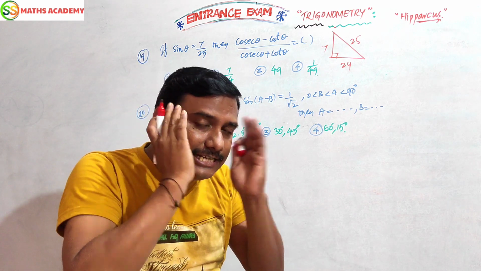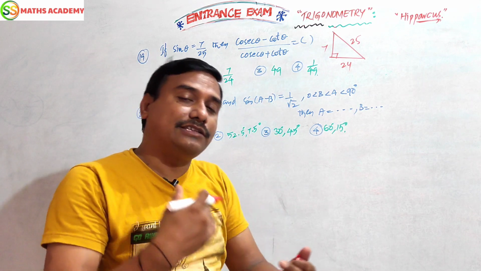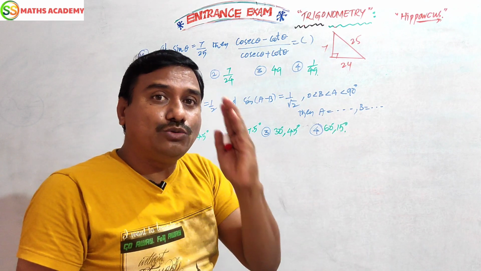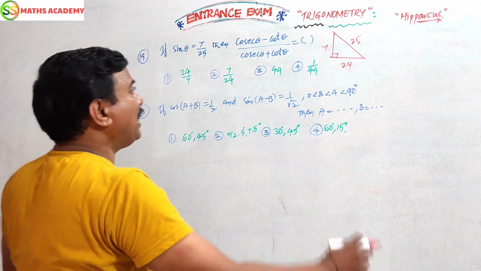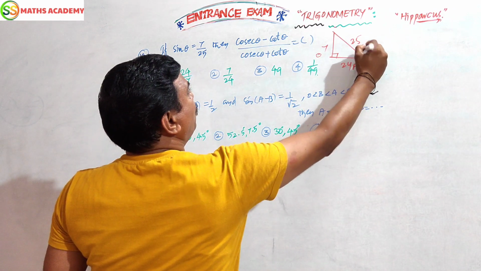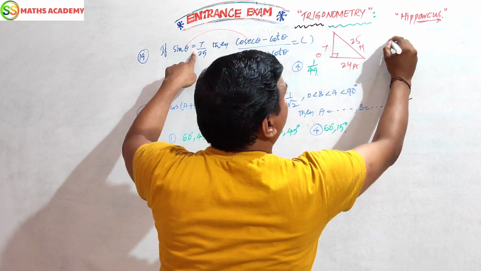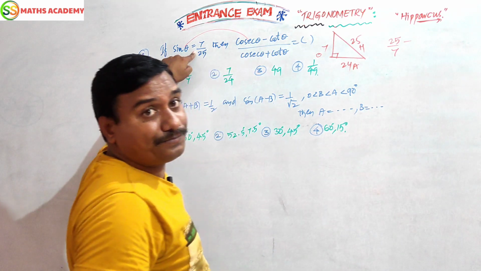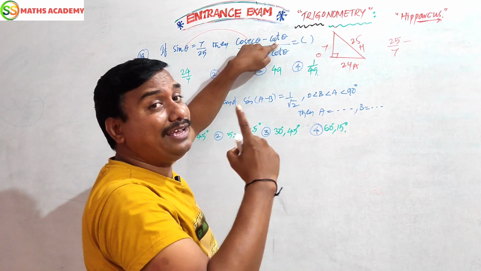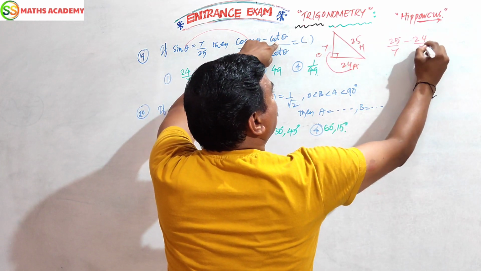I told you, standard GK should be there in your mind. Then you can save time, which can be useful for other subjects. You must save the time by using your standard GK. From that you are getting 24. This is the opposite side, adjacent side, hypotenuse. This is very easy. Cosec theta, sin is 7 by 25, so cosec is 25 by 7. Got it. But we want cot theta. Cot theta means adjacent side by opposite side, 24 by 7.